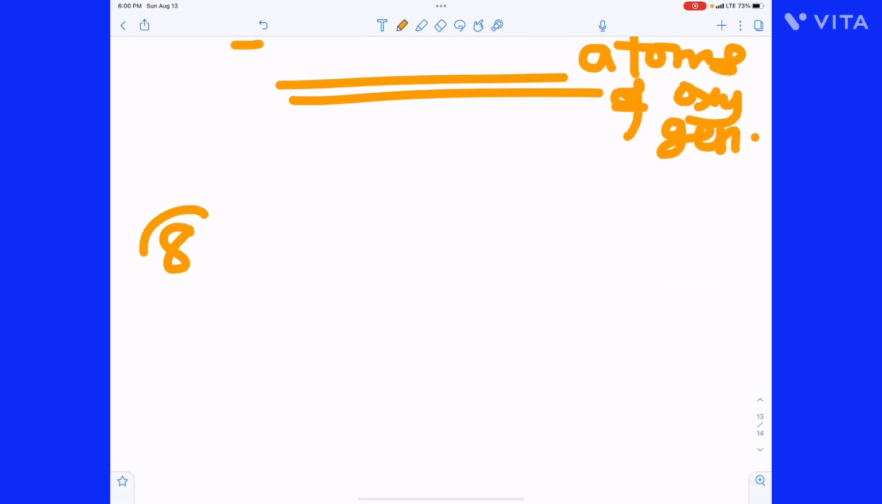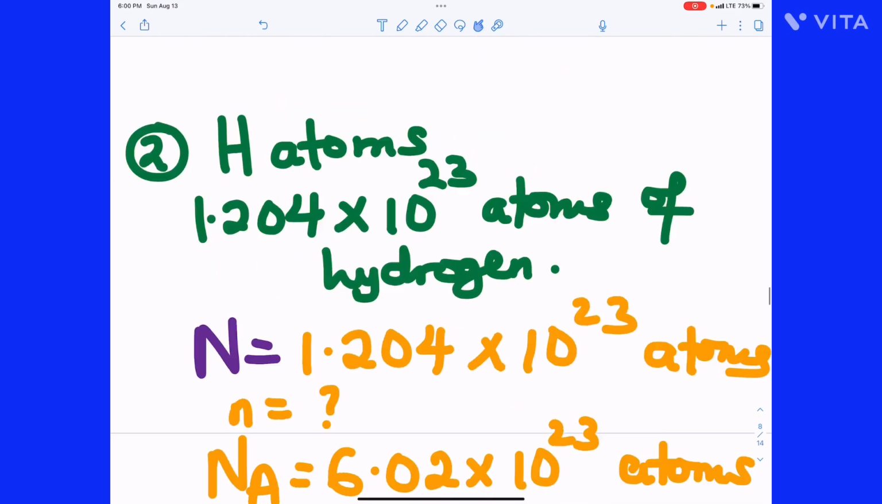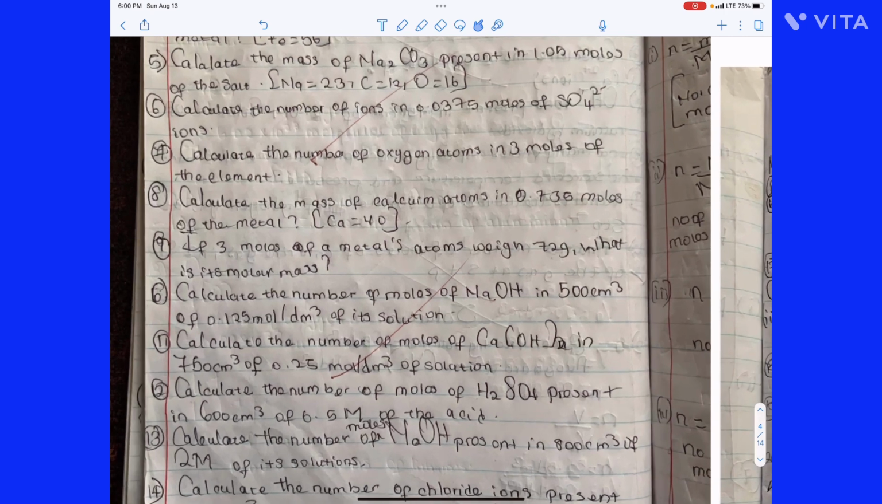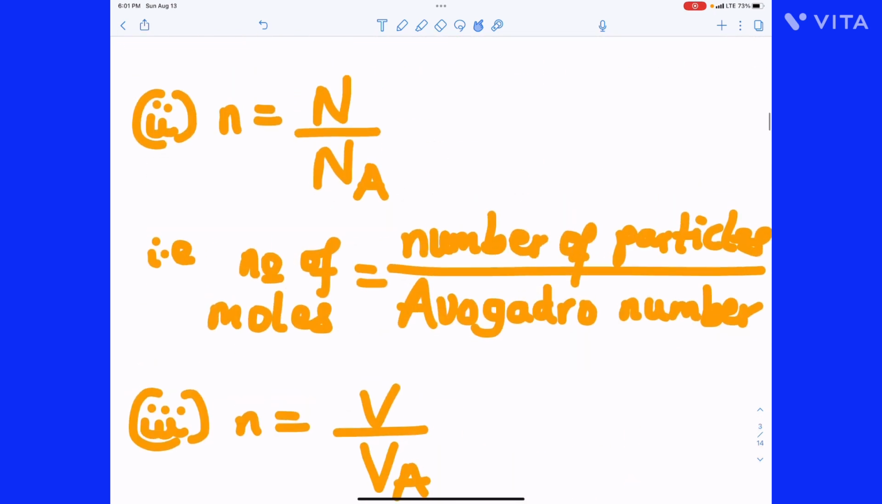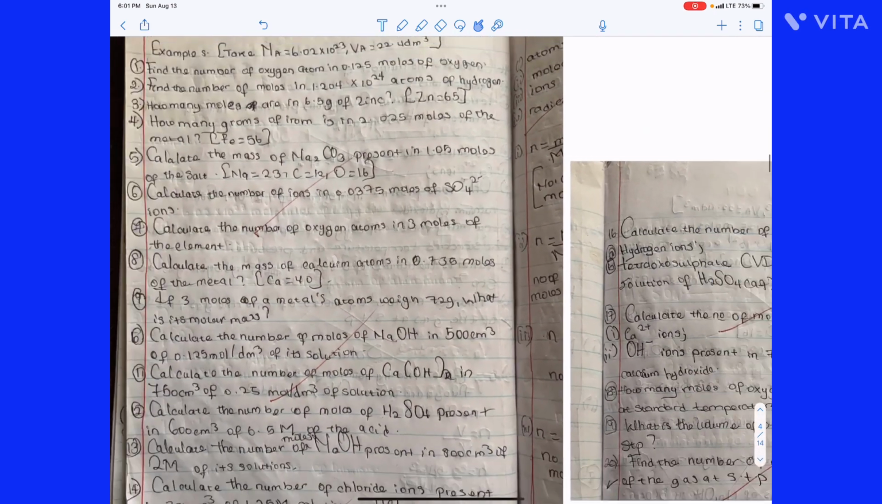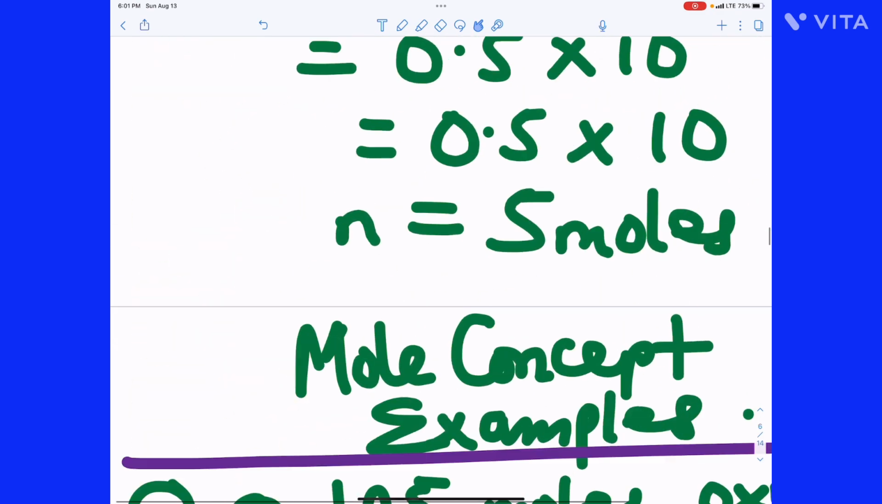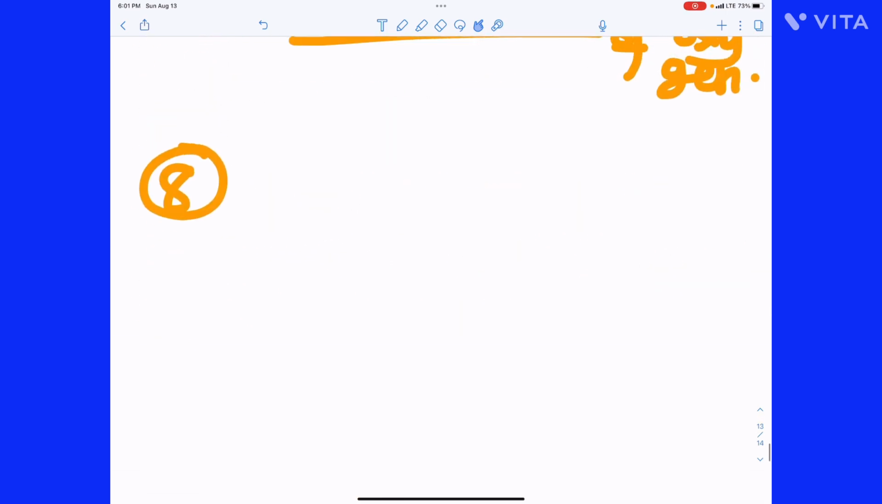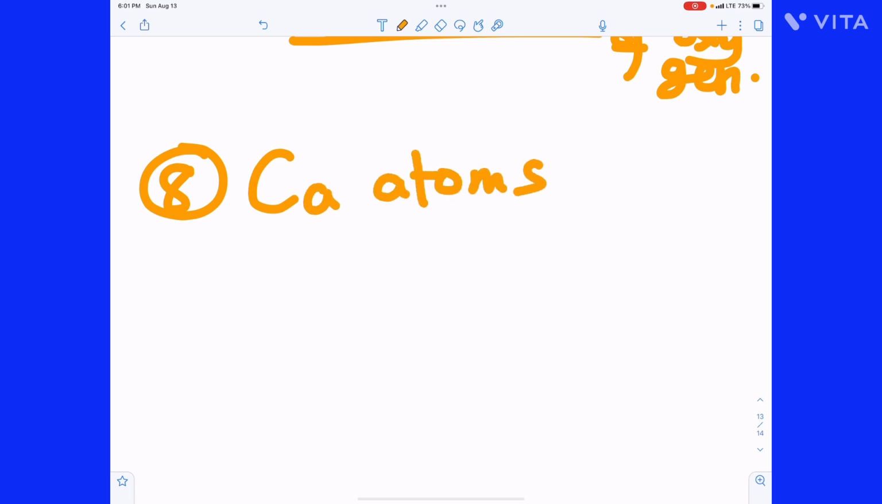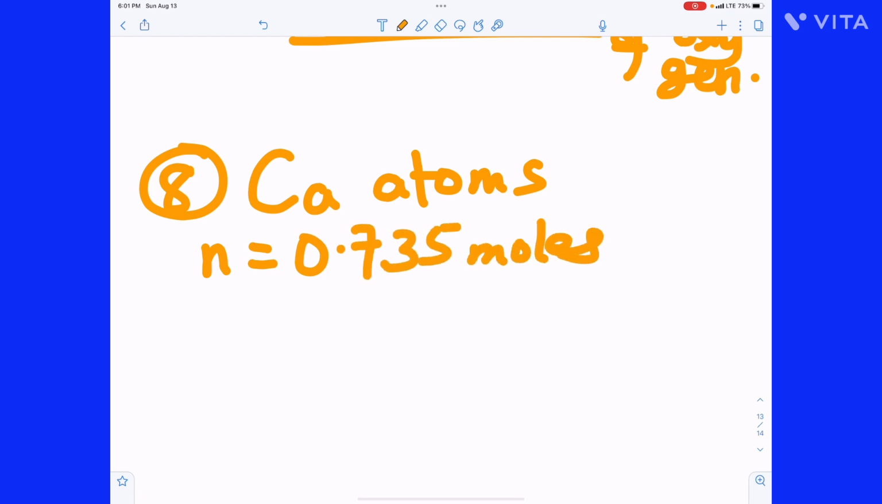Let's go to question 8. Let's be fast. Question 8 says, calculate the mass of calcium atoms in 0.735 moles of the metal. So we have our number of moles. You are talking about calcium atoms here, Ca atoms. The number of moles we have is 0.735 moles of atoms.